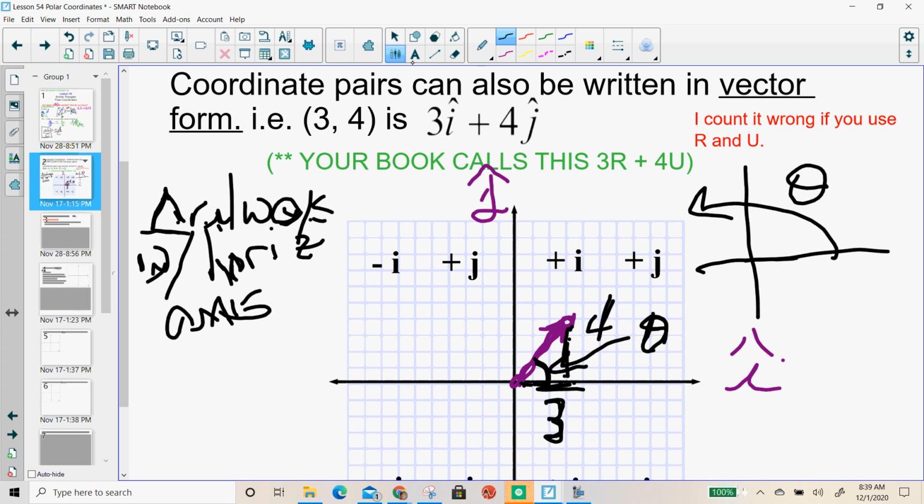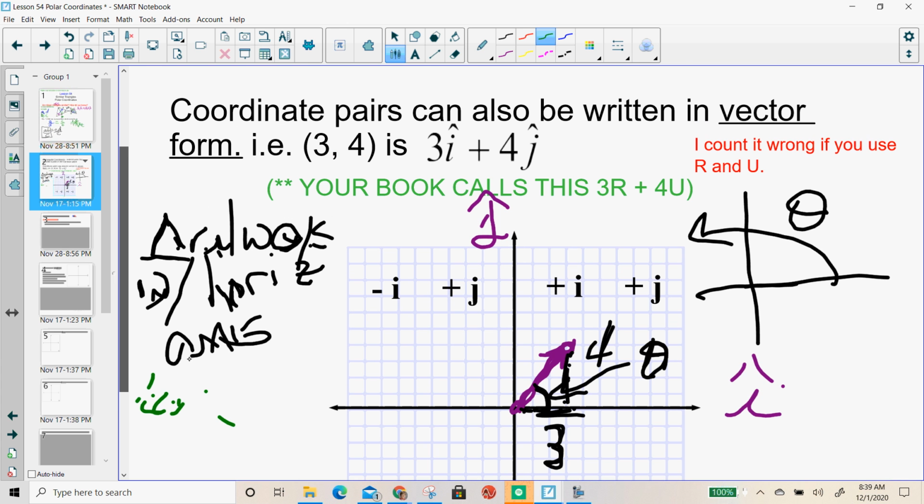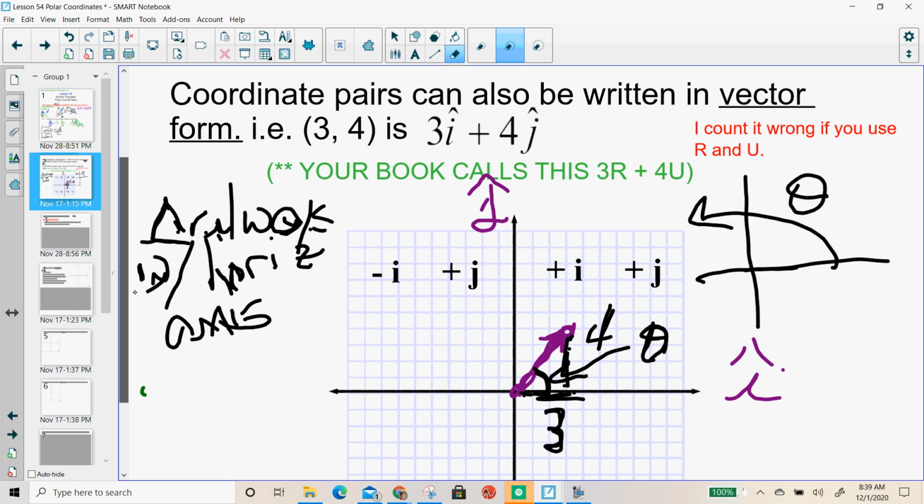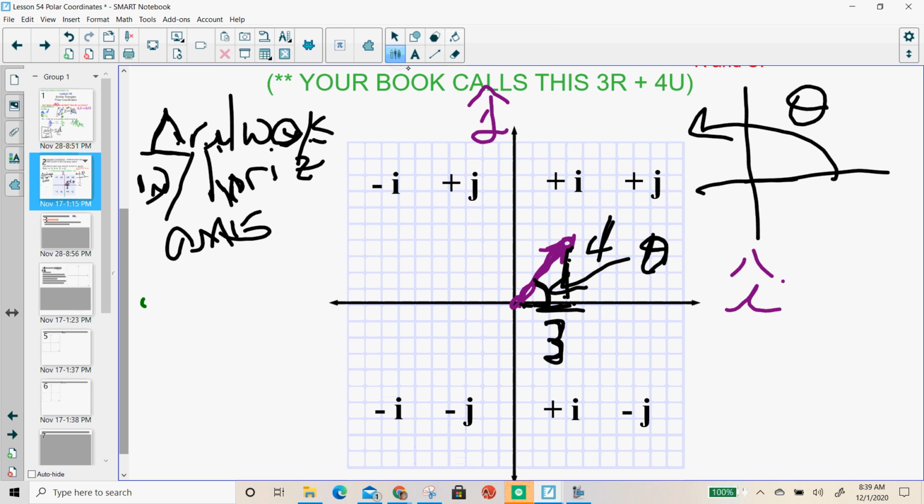Let me try that again. That means the tangent. I will be so glad when my board works again and I don't have to do it this way.